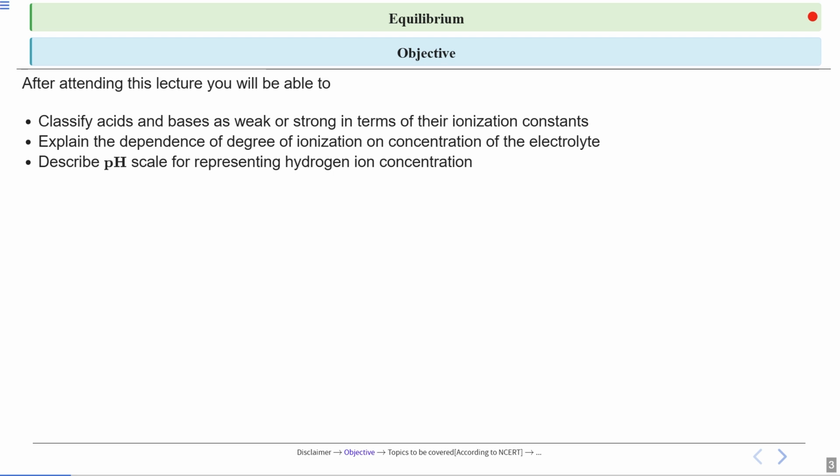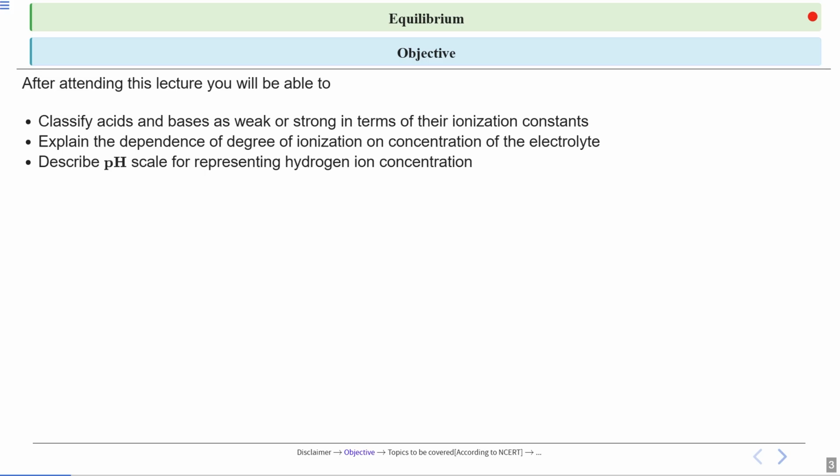Completing this part, we will move on to a next very important part, which is pH scale. So it is basically a way to represent the hydrogen ion concentration. Now why are we interested in hydrogen ion concentration? We have seen so far that acids are mostly characterized by the H plus concentration, and same can be said for the base also in a way.